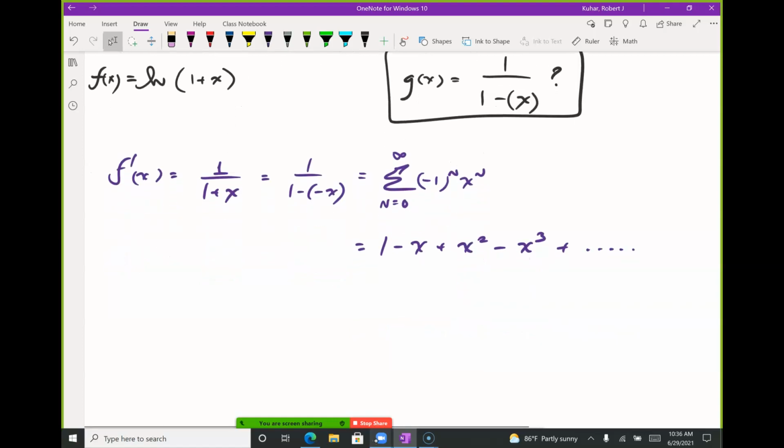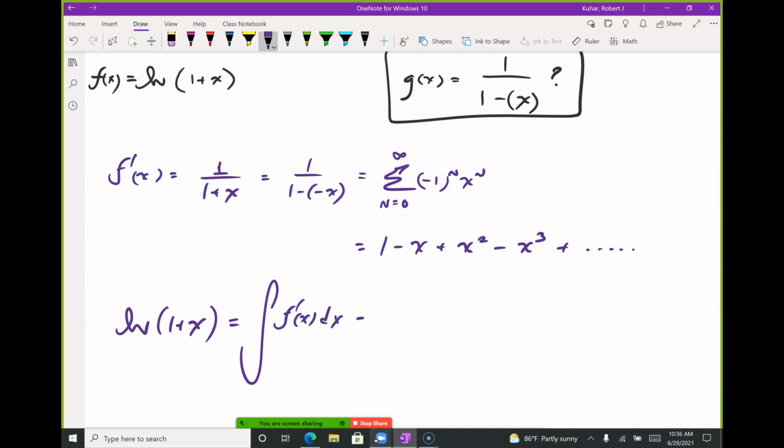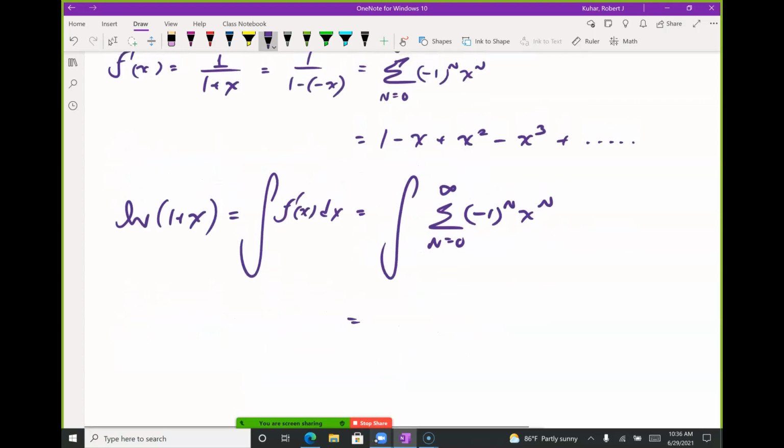So I know that this ln of 1 plus x is going to be the integral of my f prime of x dx, which is the integral of the series from n equals 0 to infinity of negative 1 to the n, x to the n, or the integral of 1 minus x plus x squared minus x cubed plus ... forever dx.